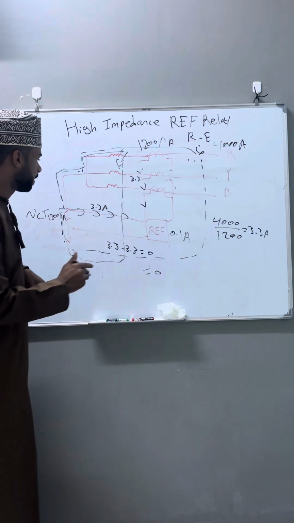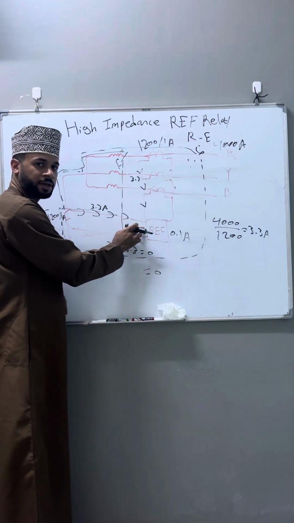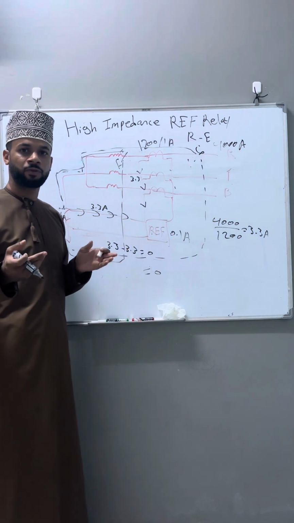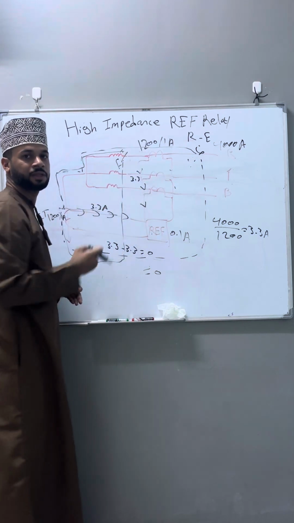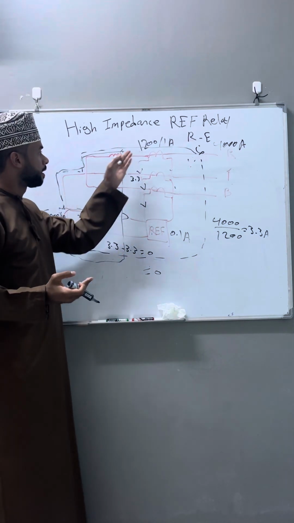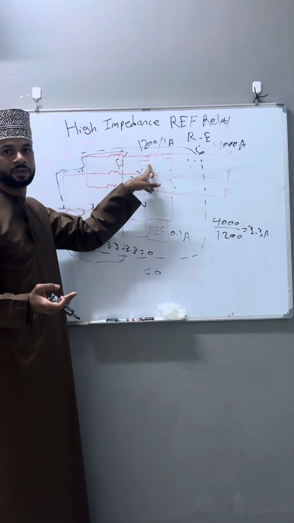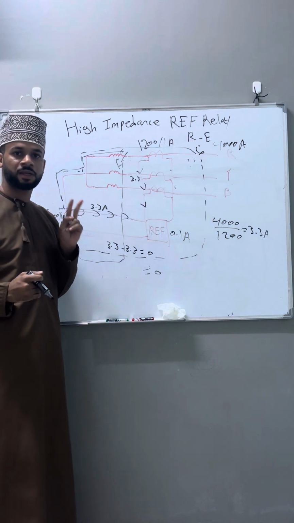So at that time, assume 3.3 amp will go to the RAF relay, then the RAF relay will operate, because we don't have any secondary current coming from the phase CT. Because as you say, this CT will not be able to see the fault. Only the neutral CT will see the fault. Okay? Now this is the case two.